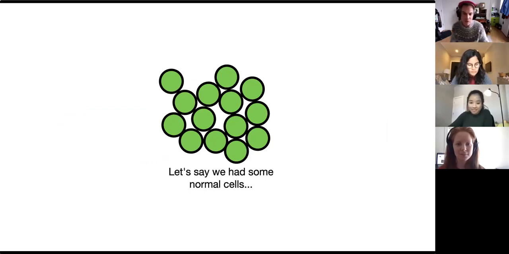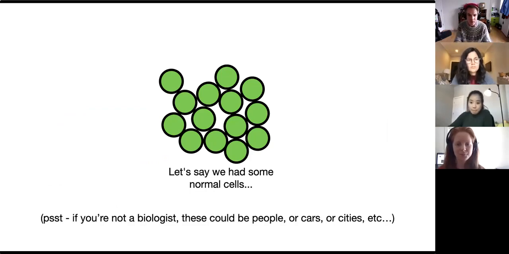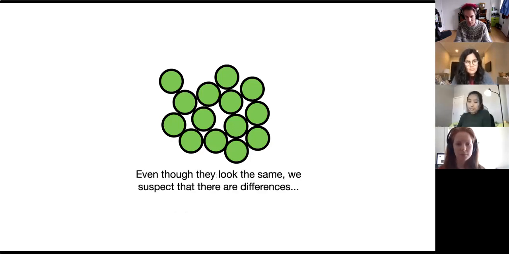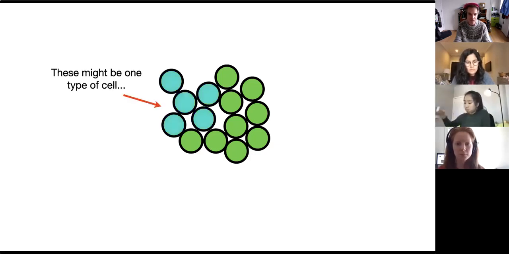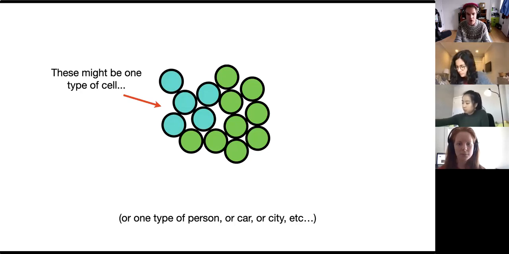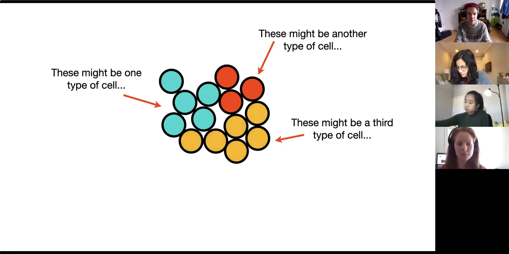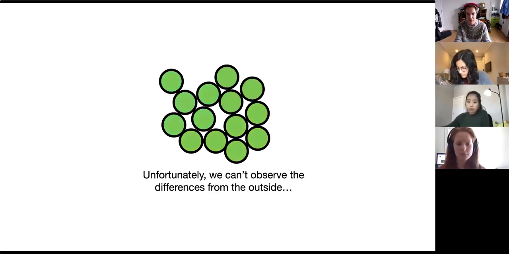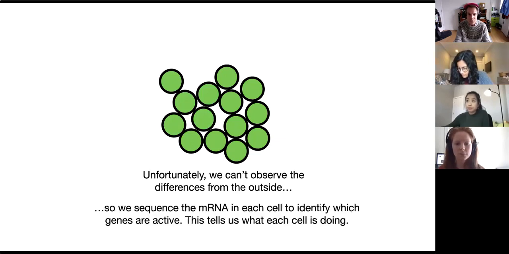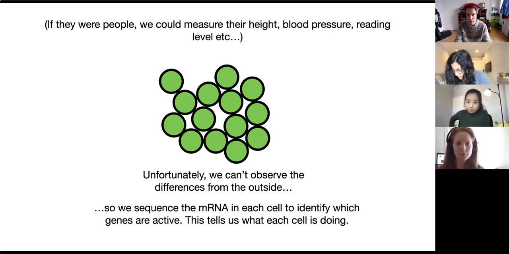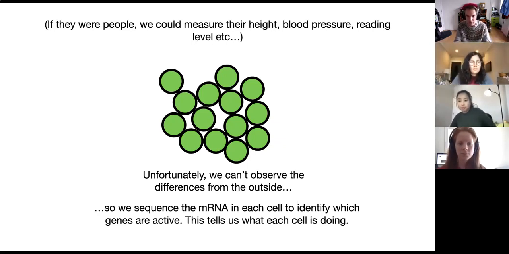Anyways, let's get back to our normal cells. And like I said, if you're not a biologist, these could be people or cars or cities. And like we just saw, even though they look the same, we suspect there are differences. These could be one type of cell or person or car or city. These could be another type of cell. And these might be a third type of cell. Unfortunately, we can't observe the differences from the outside. So we sequence the messenger RNA in each cell to identify which genes are active. And this tells us what each cell is doing. And we could also measure other things if we were looking at other things.